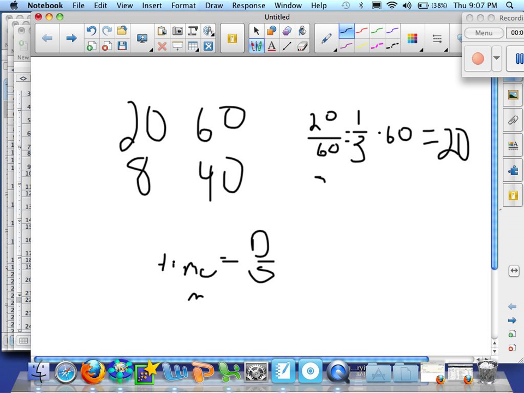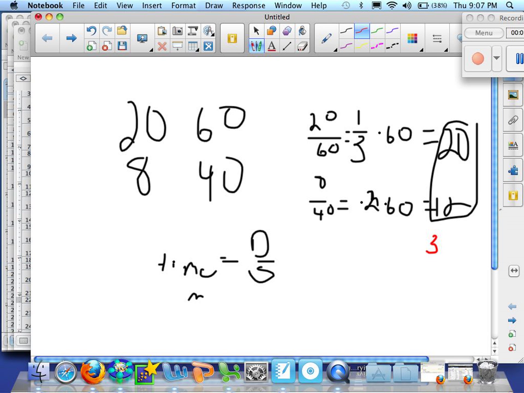If we do 8 over 40, we get 0.2, but then we have to multiply that 0.2 by 60. So we drove 8 miles at 40 miles per hour, but we drove it for 12 minutes. Then we add these two together, and we get 32. So we drove for a total of 32 minutes.